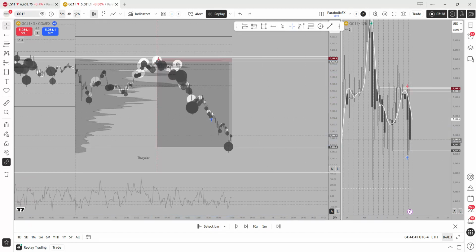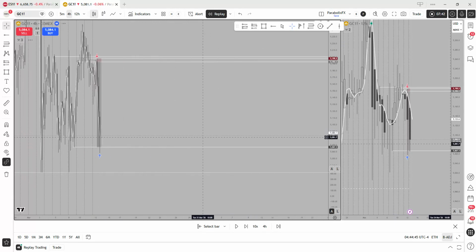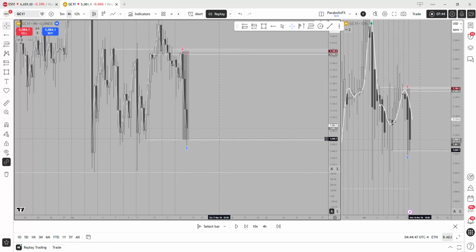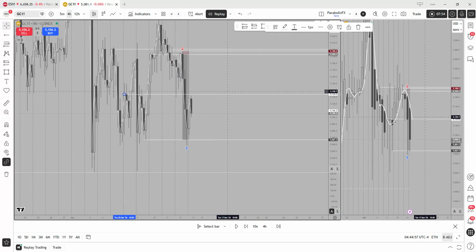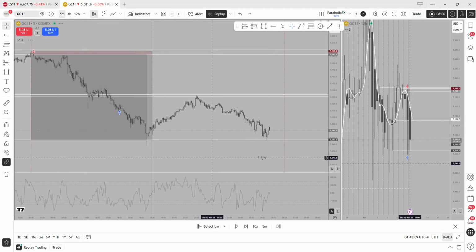Now let's see if we had an entry on the continuation. I don't think there was a level that price reacted from on the next half of the candle. Right, there we go. There's the next trade. There's the SNR level. Remember, we are still bearish on the 12-hour. There's our continuation. Come down onto the 5-minute.